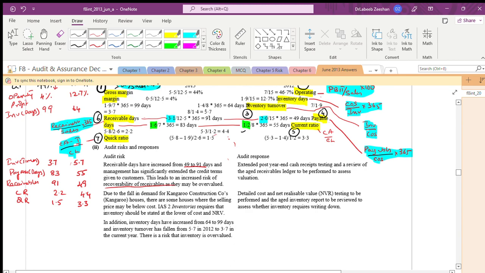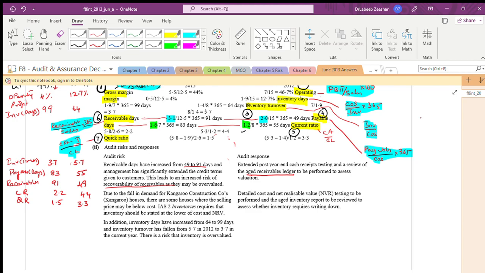Okay, see, receivables days has been increased from 49 to 91 days, and management has significantly extended the credit terms given to customers. This leads to increased risk in recoverability of the receivables as they have been overvalued. Now, what is the response? Extended post-year end cash receipts testing and review whether there is any aged receivables ledger.